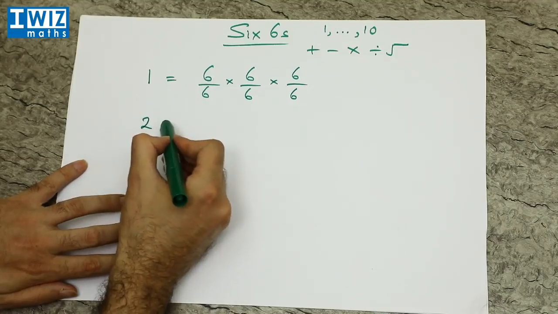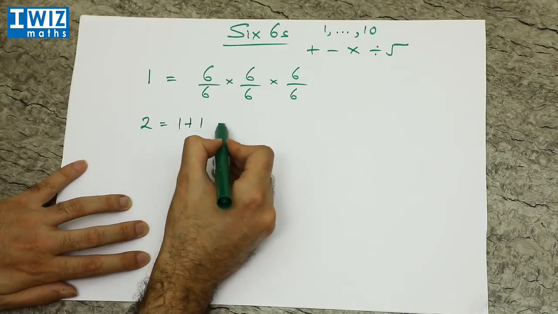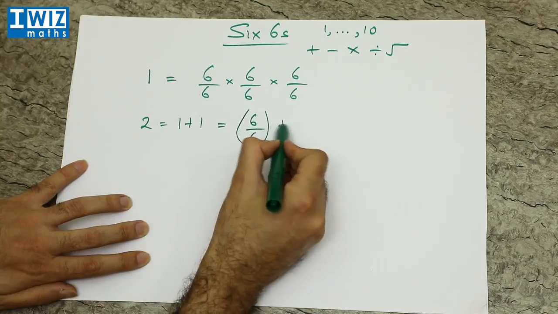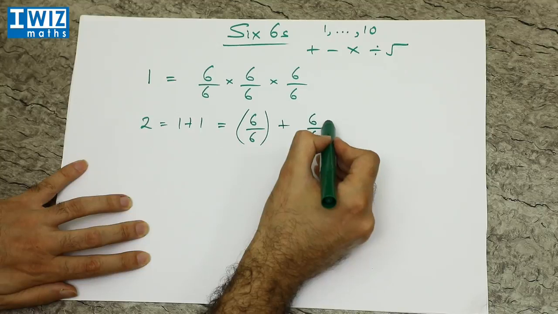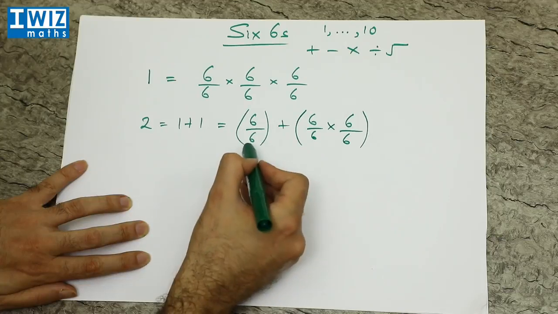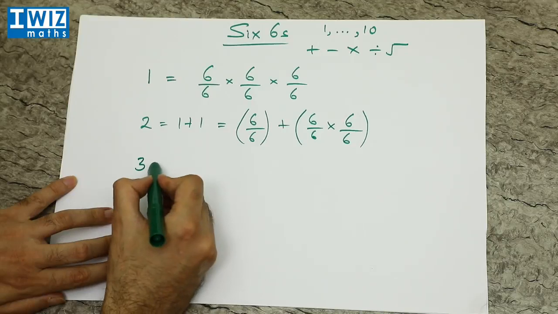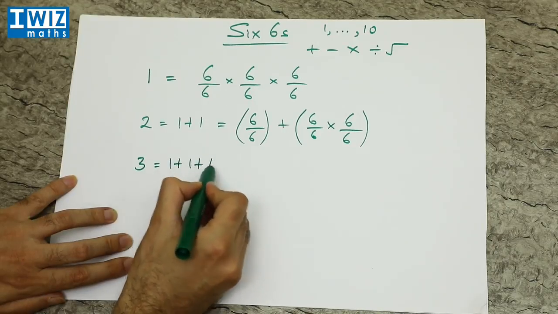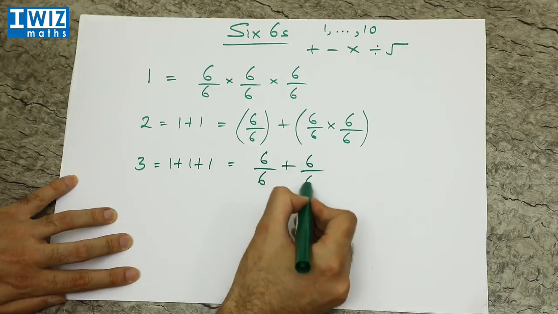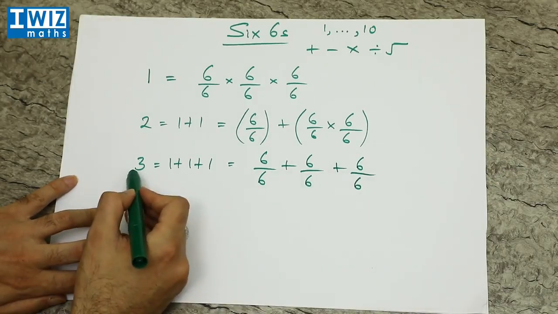The number 2 can be written as let's say 1 plus 1. So we can write that as 6 divided by 6, which gets us 1, plus 6 divided by 6 times 6 divided by 6, and put that in bracket. So that's 1 plus 1 is equal to 2. The number 3 can be written as just 1 plus 1 plus 1. So that would be 6 divided by 6 plus 6 divided by 6 plus 6 divided by 6, which gets us to 3.